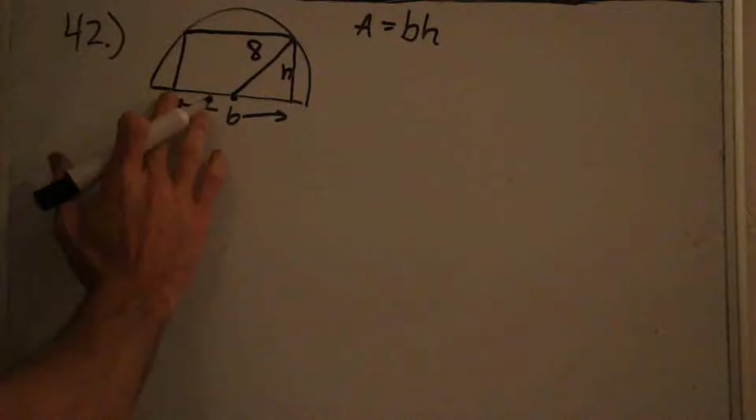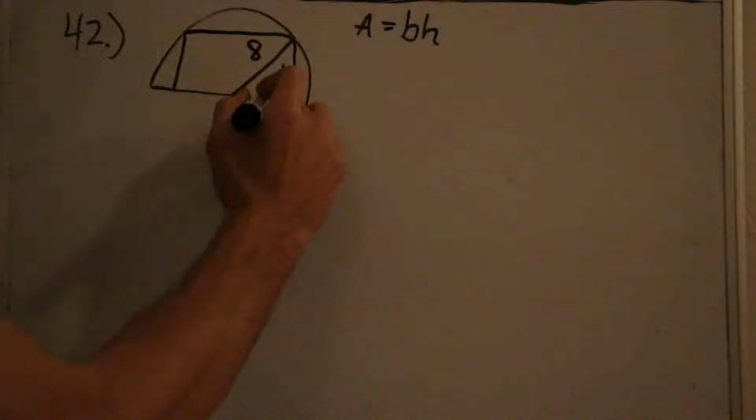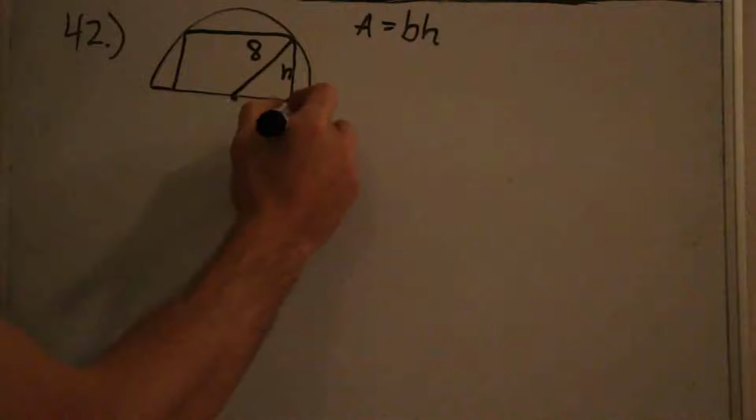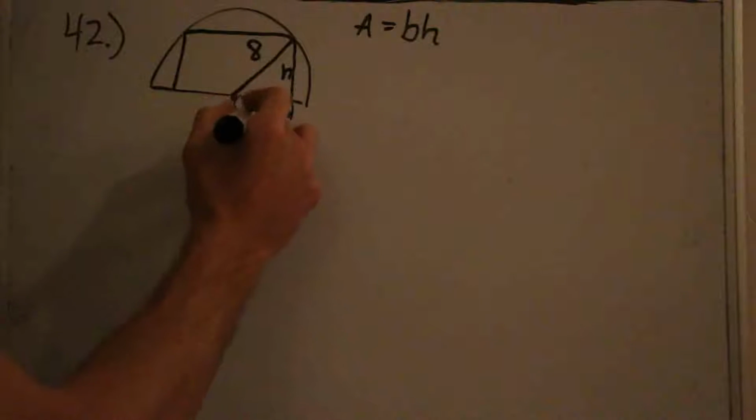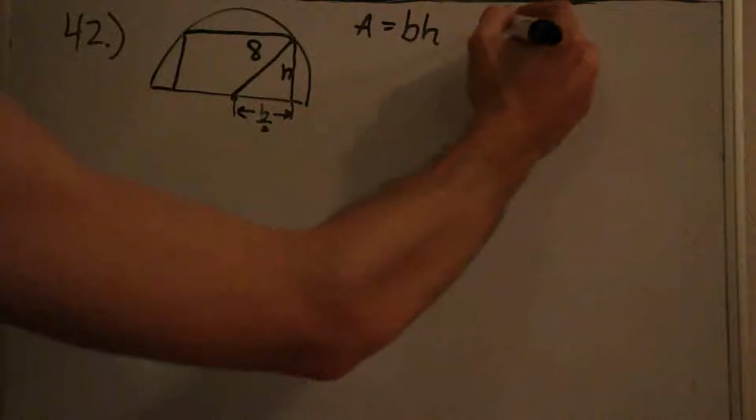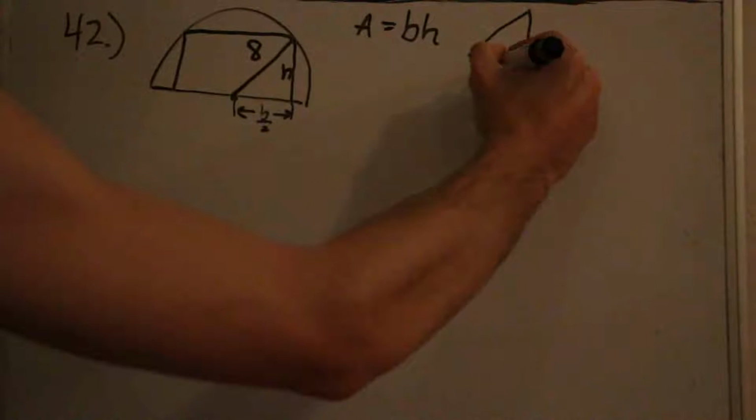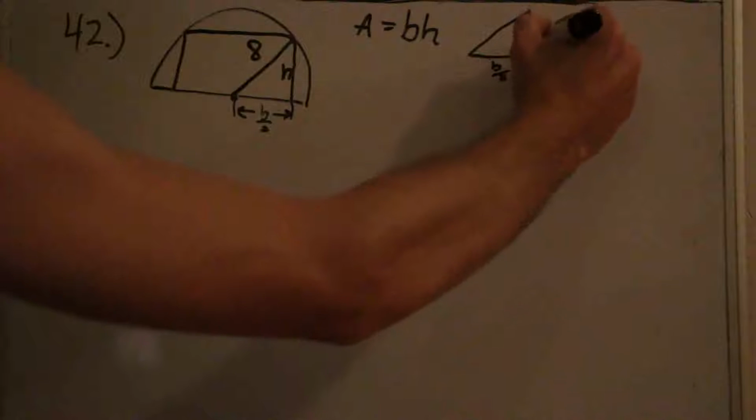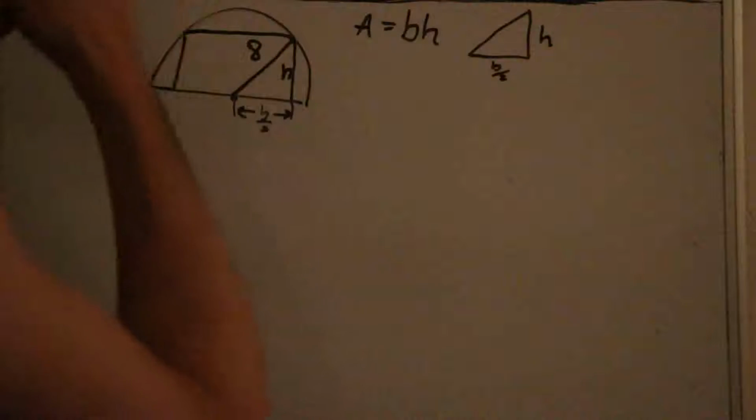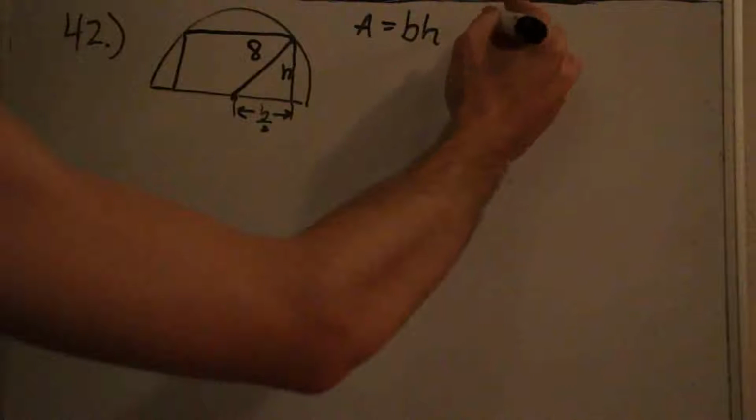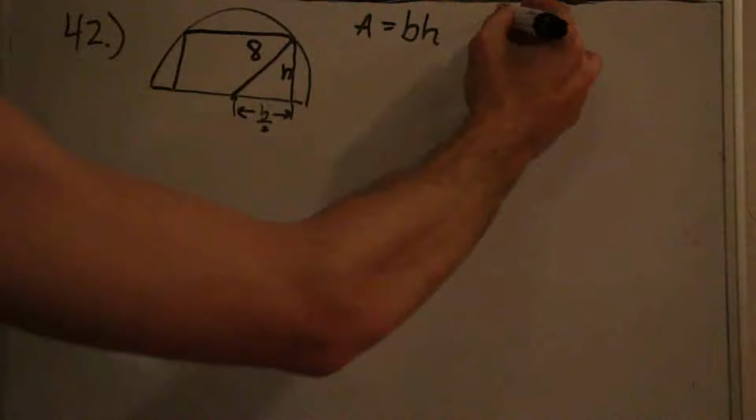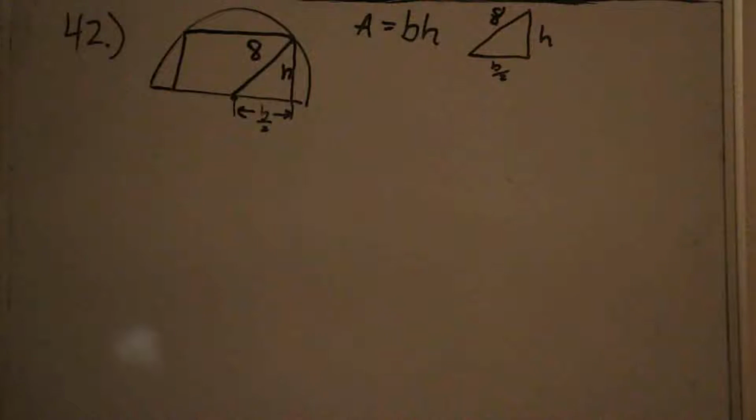If I know that this whole thing is the base, then this right here is base over 2 from here to here. So if I take that triangle out and make it look something like this, I have b over 2, I have h, and I have the radius, which is 8.